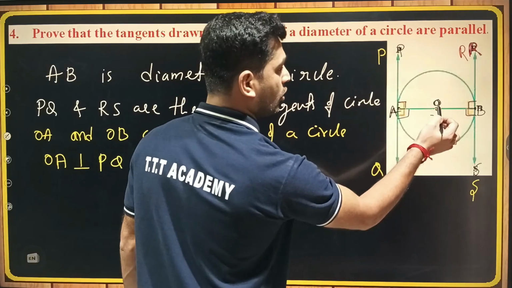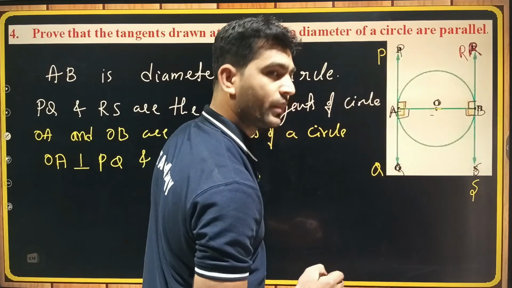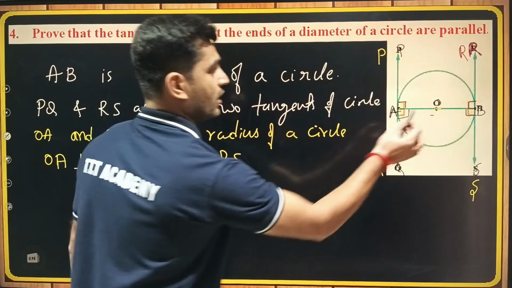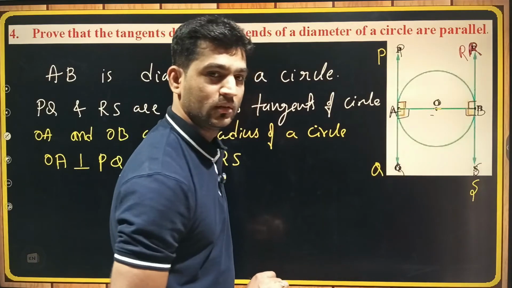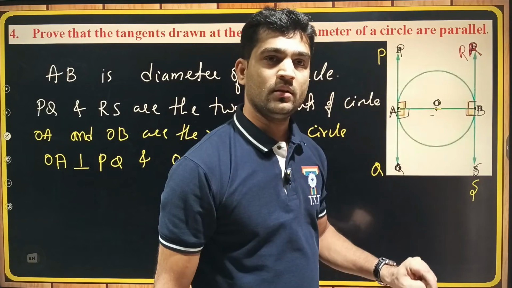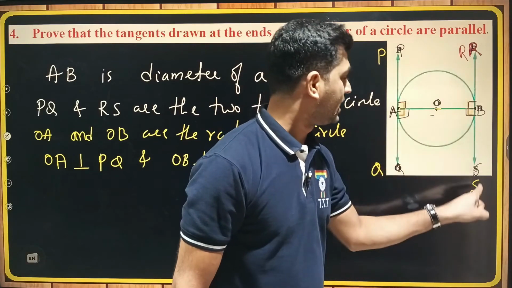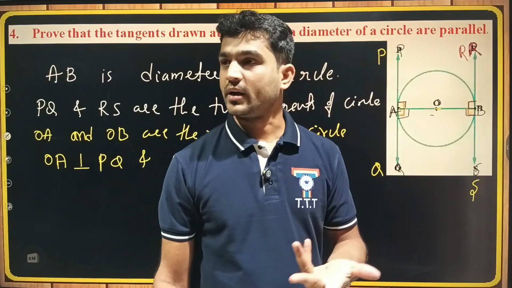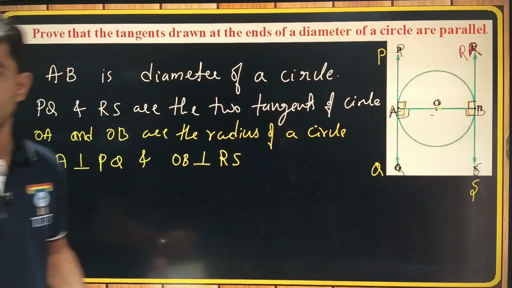PAO or OAP ಎಷ್ಟಿರುತ್ತೆ ಆಂಗಲ್? 90 degree. Okay na? And OAQ is what? That also 90 degree. And OBR is what? 90 degree. OBS is what? All are 90. Okay? Because of perpendicular.